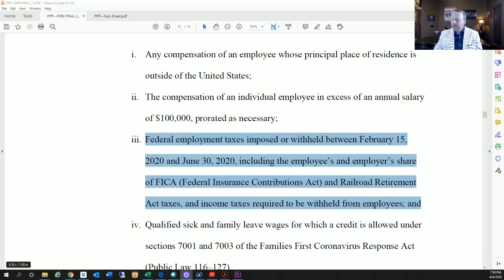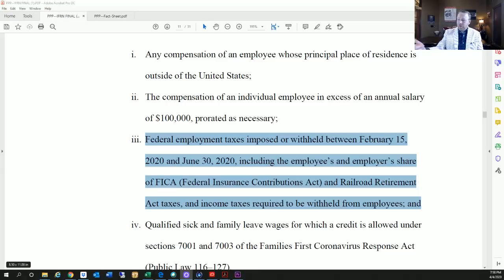When you read the interpretation, and we'll give SBA a break here, it's almost like it's the beginning of the thought. It's almost like the rest of the sentence, the rest of the paragraph was left out, which in essence would be federal employment taxes imposed or withheld between February 15, 2020 and June 2020, including an employee's and employer's share of FICA and Railroad Retirement Act taxes and income taxes required to be withheld from employees that was not paid in.